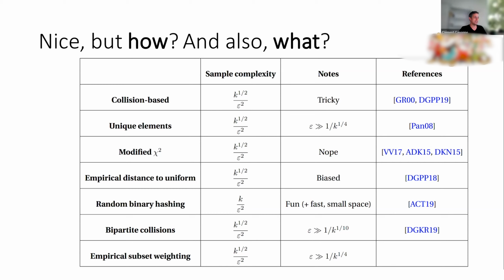The fourth one is also very nice and natural, but very surprising to me. It's doing exactly the thing I said would not work a few slides ago. I take all my samples, I compute the empirical distribution. Since I'm taking much fewer samples than the whole domain size, there are a lot of holes in this distribution, a lot of things that I've never seen. But then I just compute the distance of that thing to the actual uniform distribution.